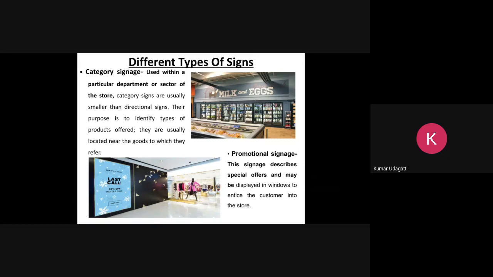Fine. Here there are different types of signs that people are going to use. Here we have category signage, which will be used to tell a customer about the particular department or section or sector of the store. Remember, usually this type of category signage will be for a very small section of that particular store, exclusively for those categories and related products from different manufacturers or different brands which are going to be available. If you go to, say, your DMart, you find a separate section where frozen foods are kept.